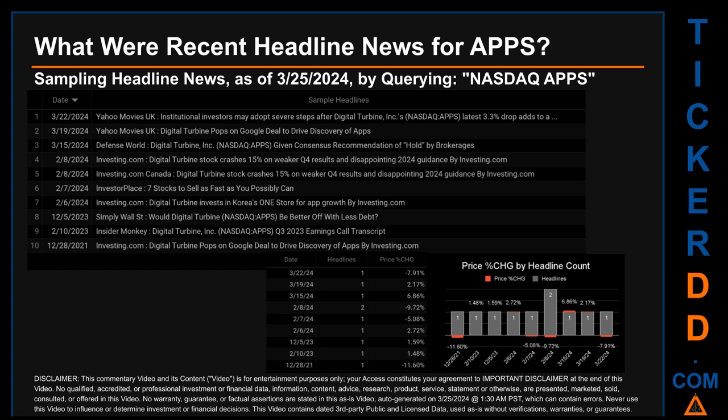Investing.com published the headline that read, "Digital Turbine stock crashes 15% on weaker Q4 results and disappointing 2024 guidance by Investing.com." Investing.com Canada published the headline that read, "Digital Turbine stock crashes 15% on weaker Q4 results and disappointing 2024 guidance by Investing.com." The oldest publication date of Tuesday, December 28, 2021, was actually the day with the lowest percentage change in price. It saw a price drop of -11.60%.